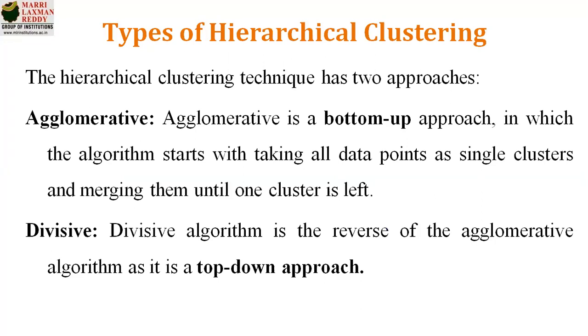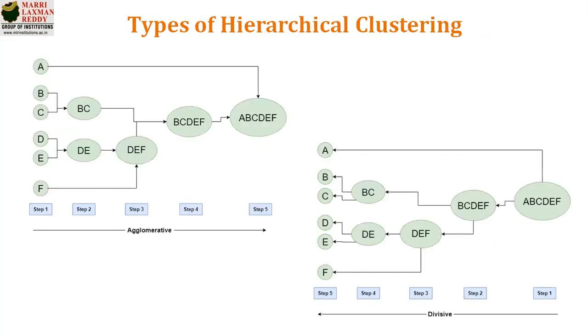Agglomerative is a bottom-up approach where we take individual data points. For example, take data points like 1, 2, 3, 4, 5, 6. I have individual values and I try to group them until the last step. That is how the agglomerative algorithm works. The divisive algorithm is quite the reverse: we take a large data set and try to divide it into single points. I can show this pictorially to help you understand agglomerative and divisive clustering step by step.